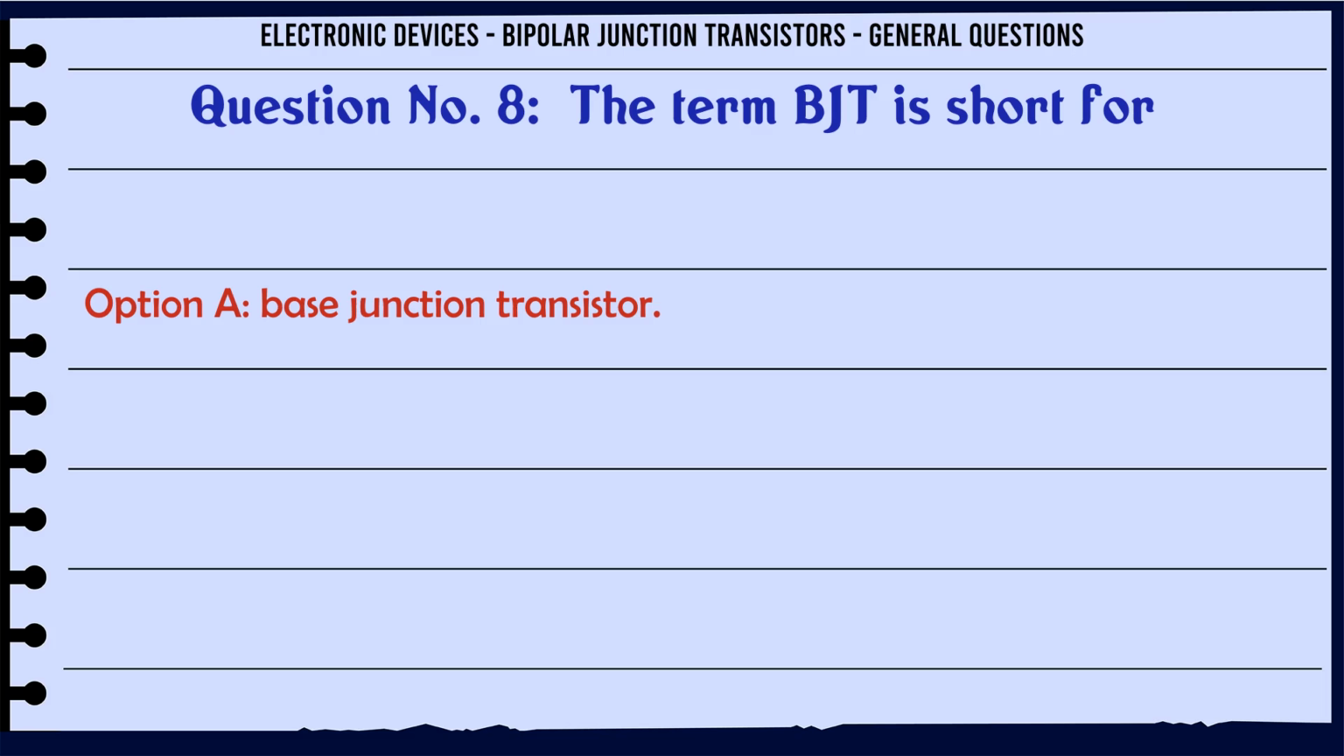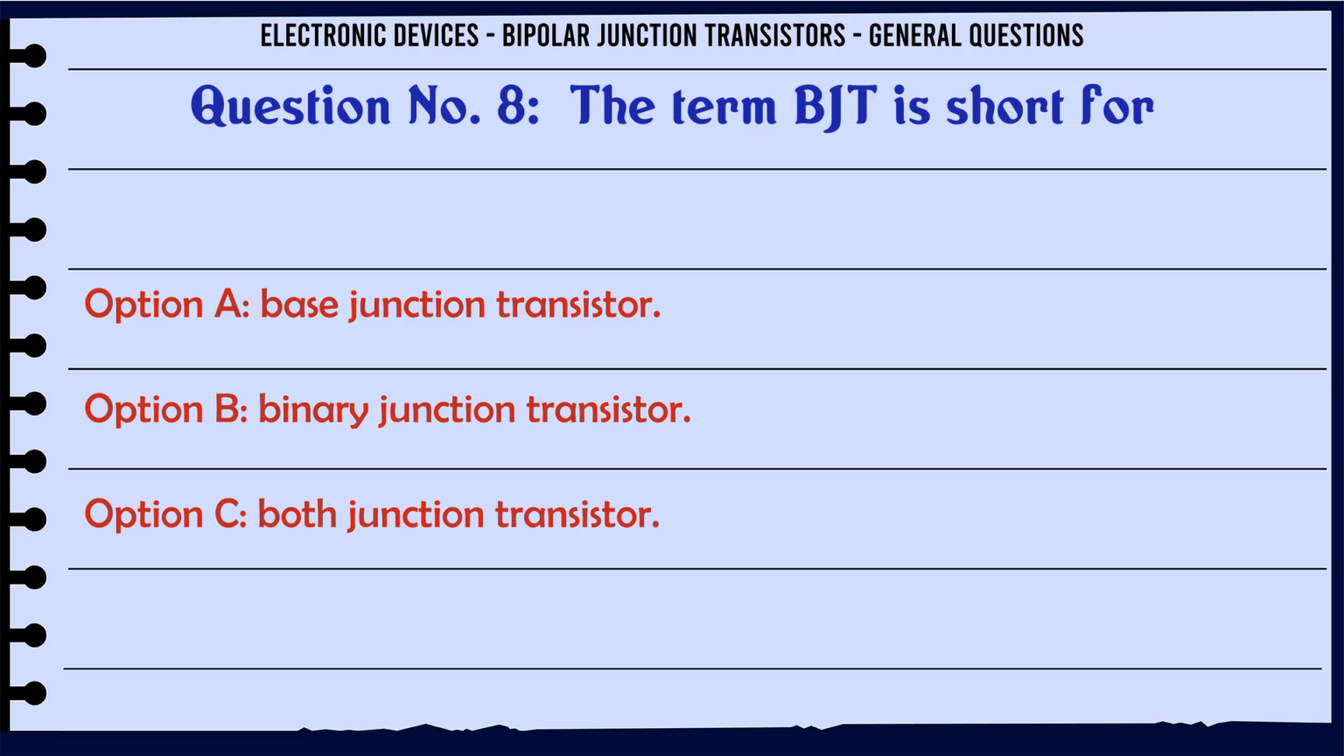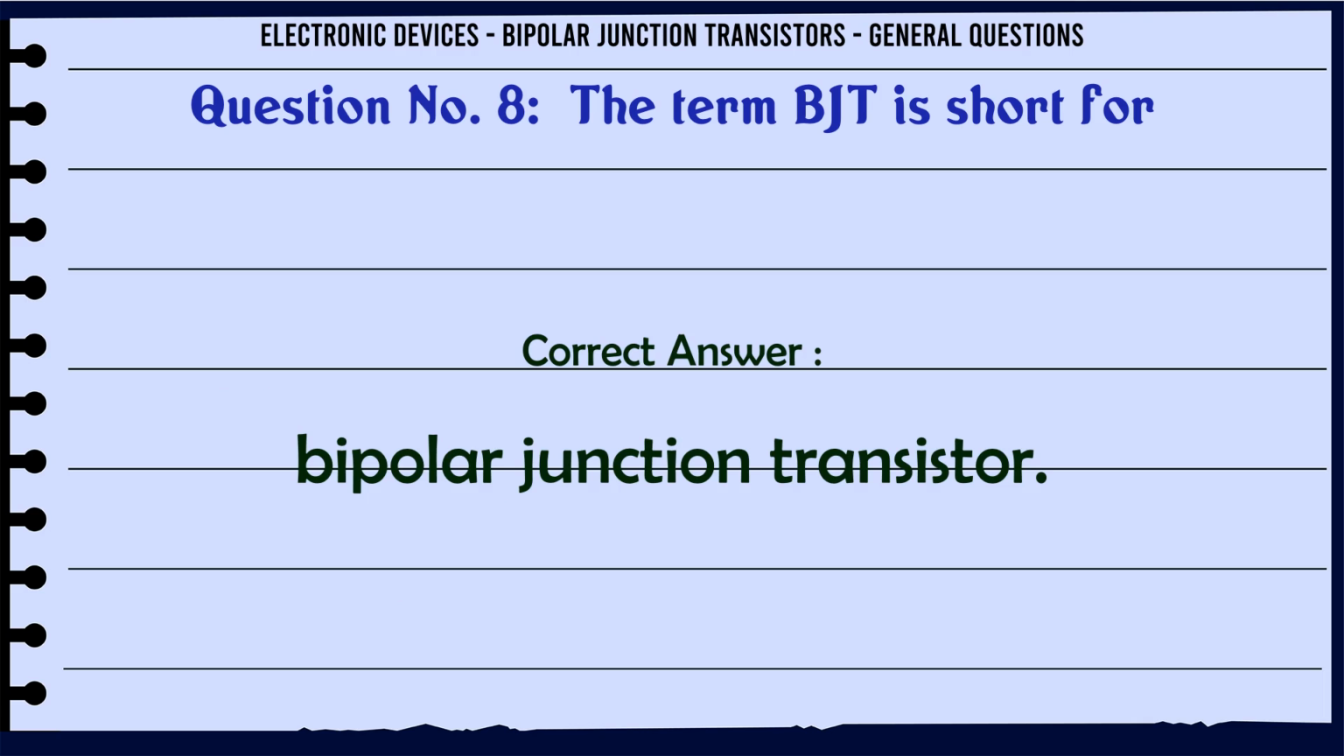The term BJT is short for A base junction transistor, B binary junction transistor, C both junction transistor, D bipolar junction transistor. The correct answer is bipolar junction transistor.